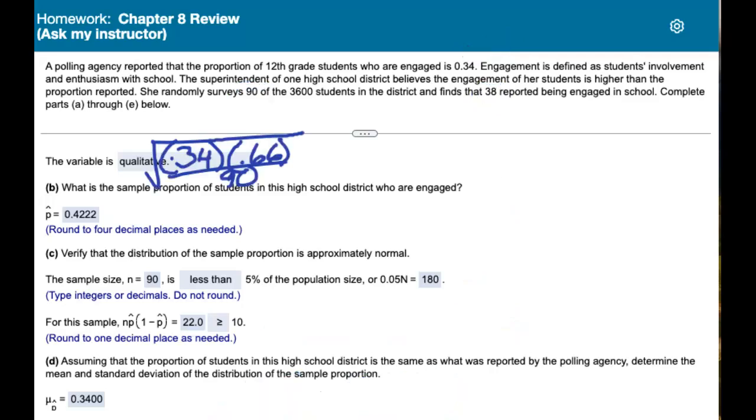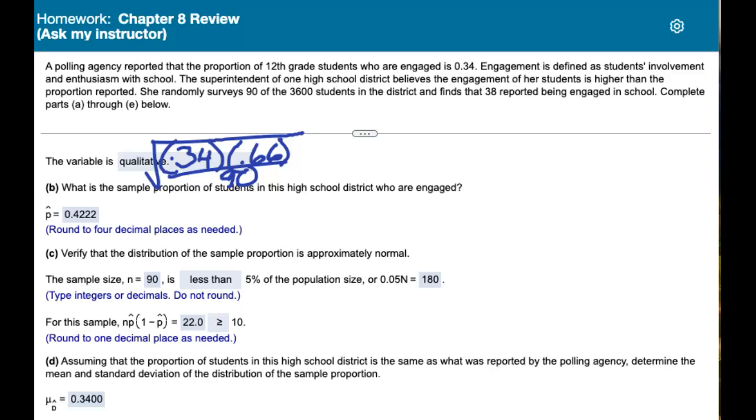Okay, so continuing on, we were multiplying 0.34 times 0.66, dividing it by 90, and taking the square root. That answer ends up being this value right here, 0.0499. Then the next question says, what's the probability p hat is greater than or equal to 0.4222? That was the 38 out of 90 students.